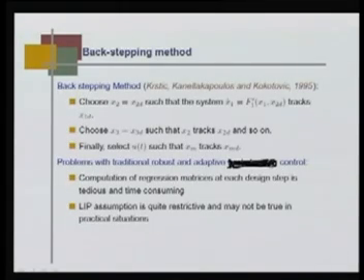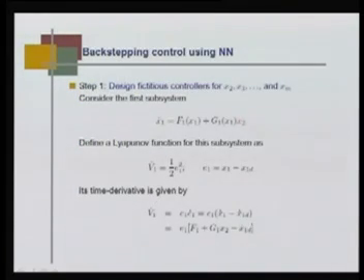Now that I have told you the methodology of backstepping, I will tell you why this is normally done. The problem with traditional robust and adaptive control is that the computation of the regression matrix at each design step is tedious and time consuming. The linear in parameterization assumption used for robot manipulators is quite restrictive and may not be true in practical situations. So now, backstepping control using neural networks is the theme of this class today. I introduced what backstepping control is, and now we will go into the detailed design using neural networks.